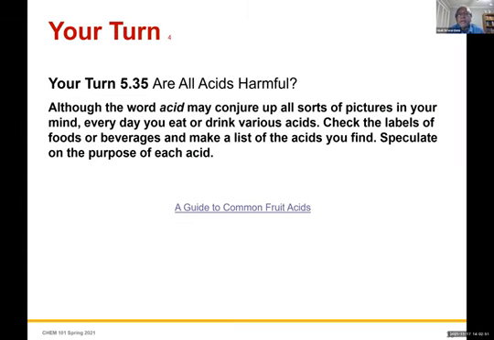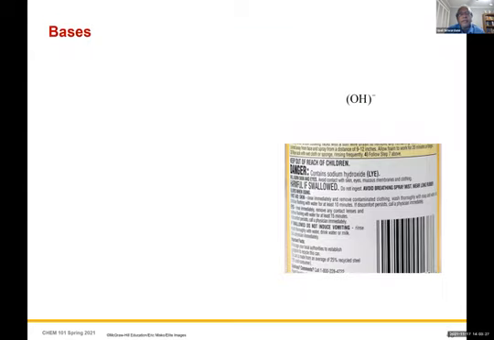Although the word acid may conjure up all sorts of pictures in your mind, every day you eat and drink various acids. Check the labels on food and beverages and make a list of the acids you find. Speculate on the purpose of each acid. Citric acid is an organic acid, acetic acid, etc. There are several commonly used acids in food labels. So not all of them are dangerous. You have to read the labels.